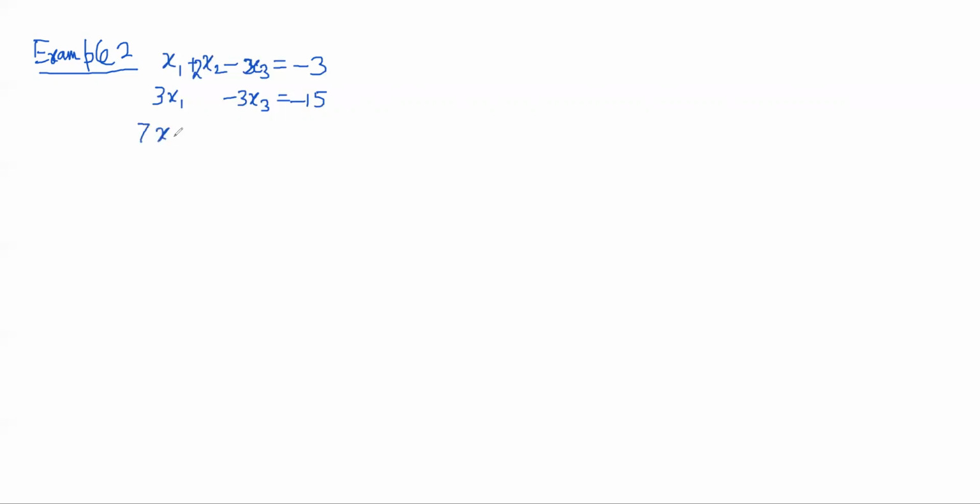And 7x1 plus 15x2 plus x3 is equal to 4. So in this case, matrix A is 1, 2, minus 1 in the first row, then 3, 0, minus 3, because there is no x2 over here, so therefore we will place 0. And then the last row will be 7, 15, and 1.